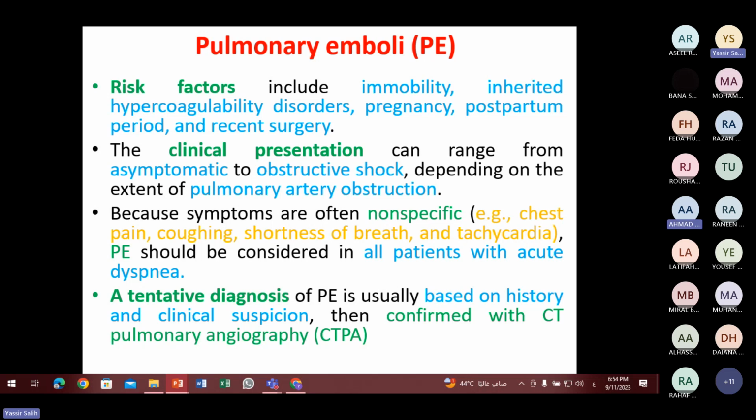Where does this DVT occur, in which structure? Which organ? In the leg, yes, mainly in the legs, the lower extremities. So the patient presents with pain and swelling.